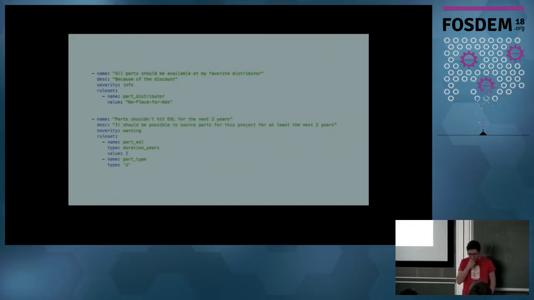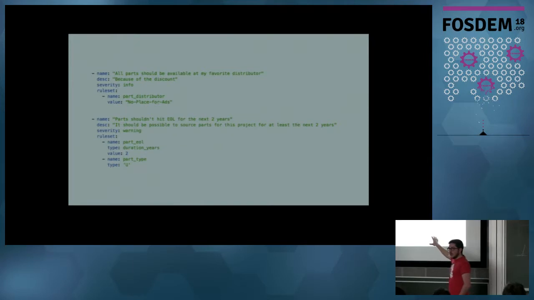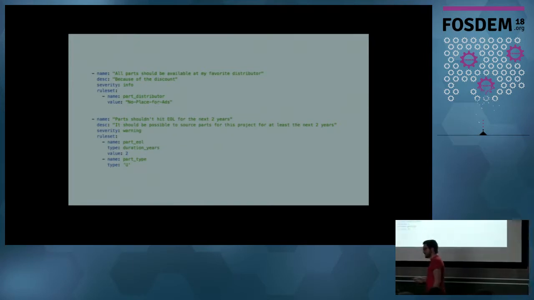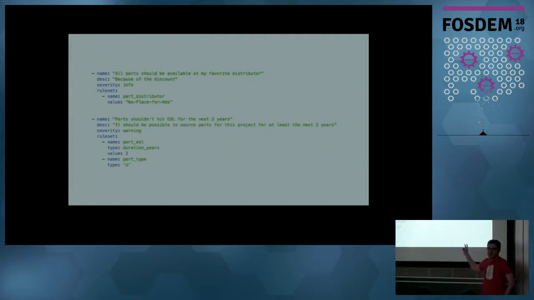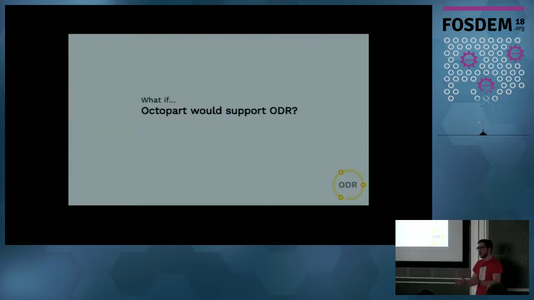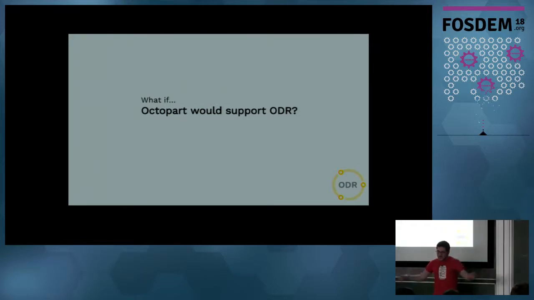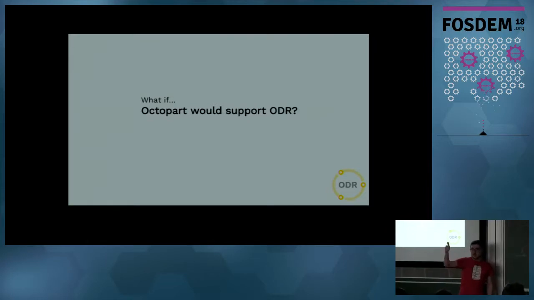By the way, this is the actual file format. Another example is I have some ICs on my PCB, and I want to make sure that these ICs are available for the next 2 years. With these two rules, I make sure that a party like, as I said, Octopart can validate this. So we take Octopart, we take our design rules, we take our design, stuff it all together, and get a thumbs up or a thumbs down.